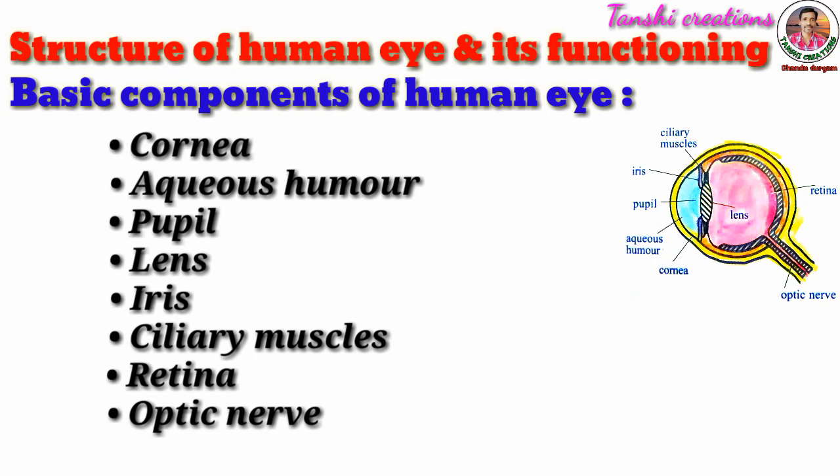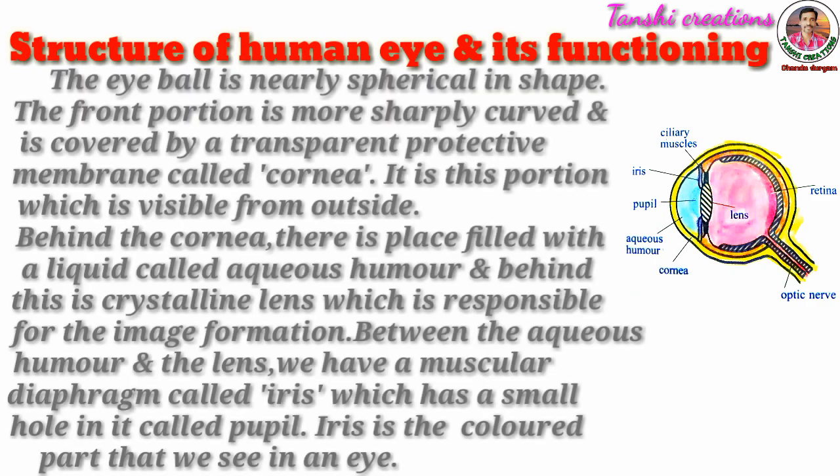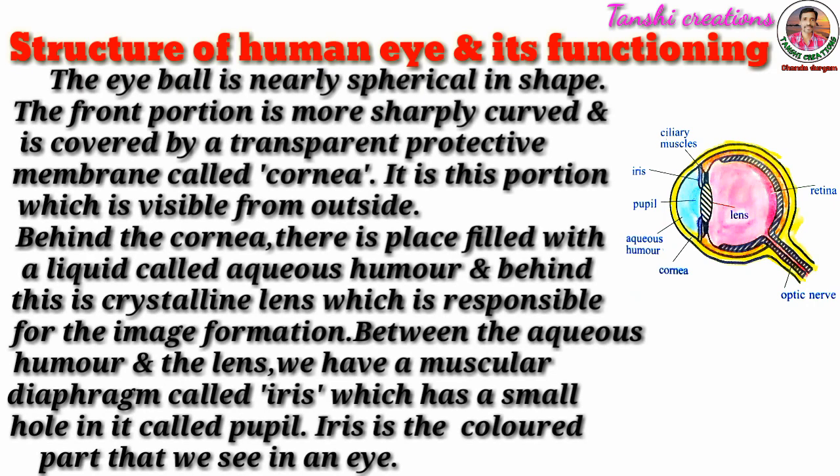Children, please observe the diagram carefully. Now, we will know these components clearly. The eyeball is nearly spherical in shape. The front portion is more sharply curved and is covered by a transparent protective membrane called cornea. It is this portion which is visible from outside.